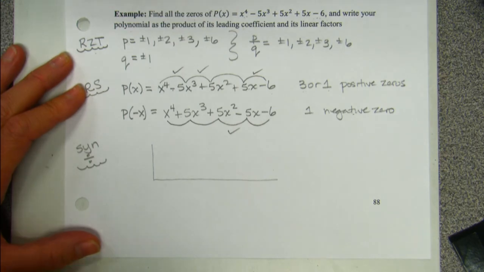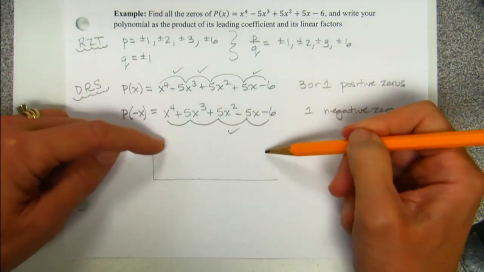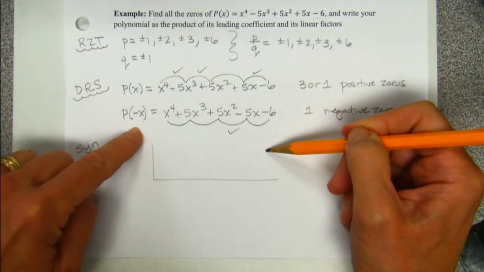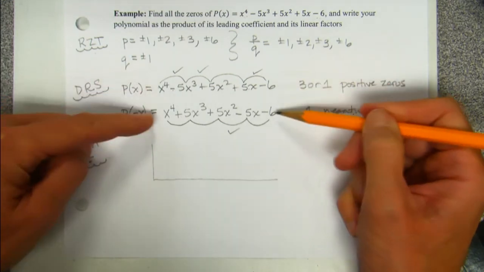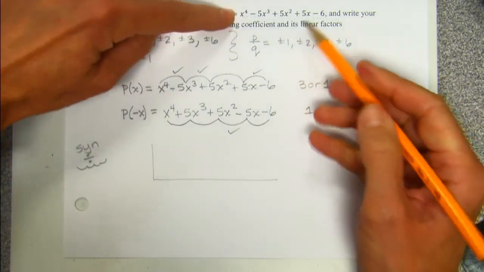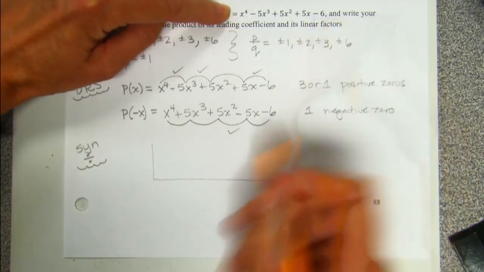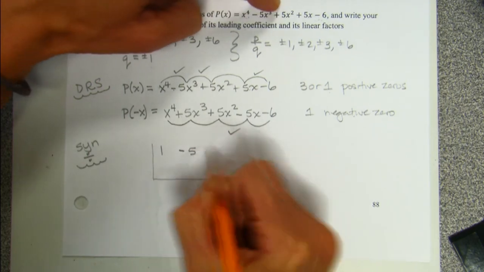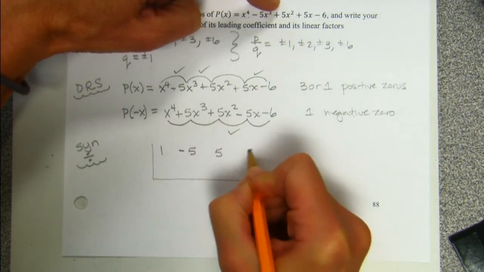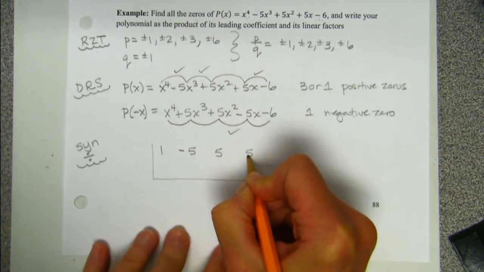Guys, here's a common mistake. Some people take these coefficients and bring them down here. That should be a negative x. Don't do that. Go back to the original problem. Do you see how easy it is to accidentally do that? We're going back to the original. I'm even going to come up here. A 1, negative 5, positive 5, positive 5, negative 6.